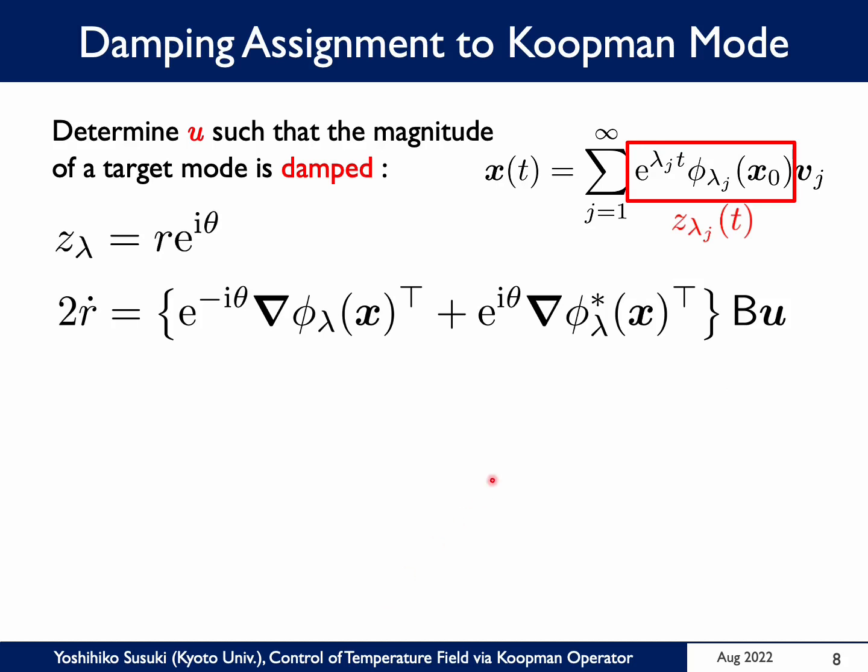These absolute values become the target for the regulation of the mode oscillation. Okay, here is the main idea in this presentation. The idea is based on the simple harmonic oscillator and to determine the input U such that the magnitude of the target mode is damped in time.